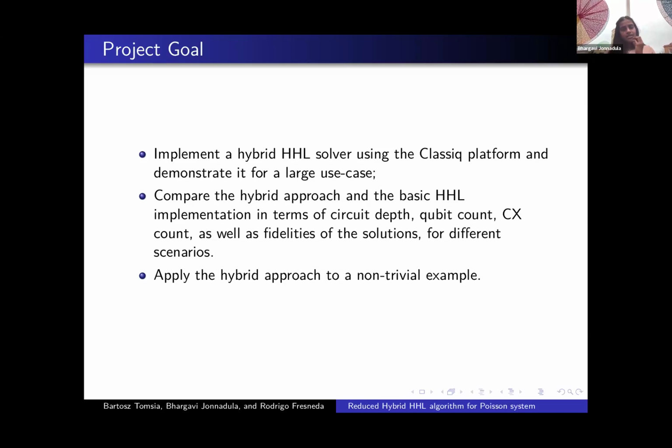The idea is to compare this hybrid HHL with the original HHL in terms of several parameters like the qubit count, or whether you can improve the complexity of the circuit. We applied this HHL to solve a particular problem, which is the Poisson system of linear equations. Next slide, please.